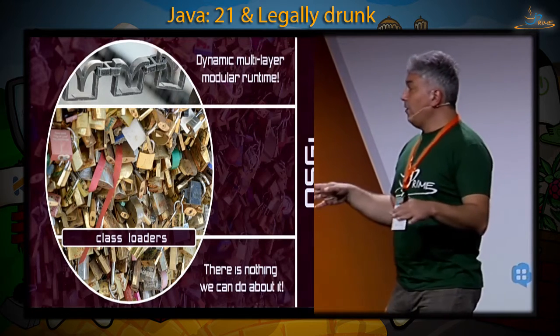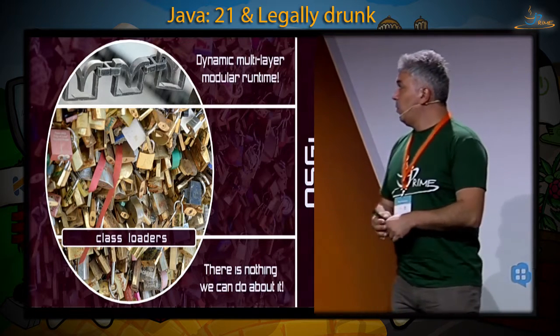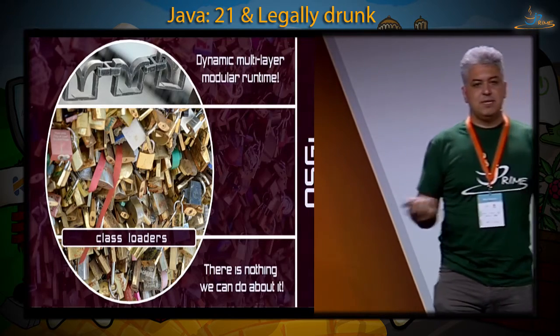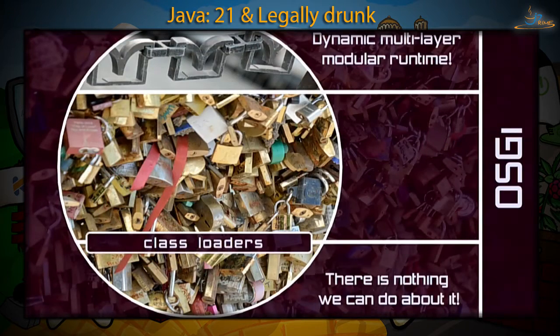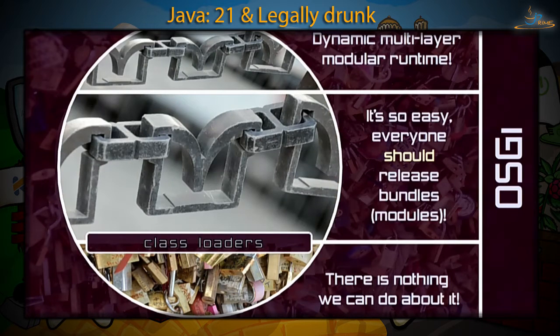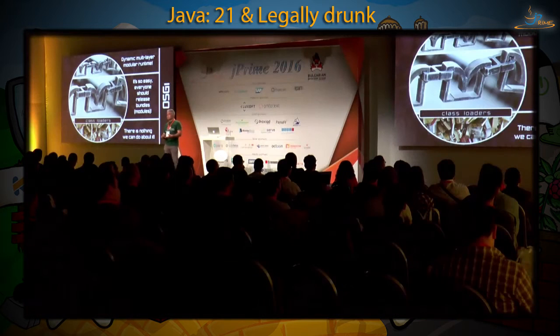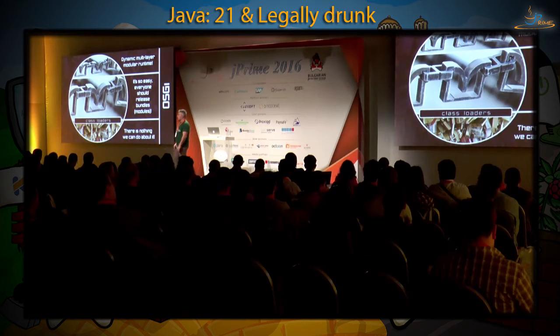Okay, so now you have this. The question is, what is going to happen with these guys in the middle? So the OSGi Alliance said, well, actually, we have the modular framework, so it's super easy. So from now on, everyone should be building bundles, which is what they call modules in the OSGi world. And if you've been following that for a while, you know how well that worked. People were building bundles like crazy. Okay.